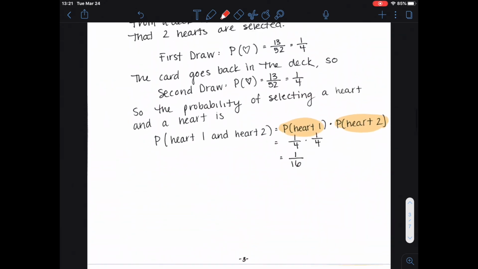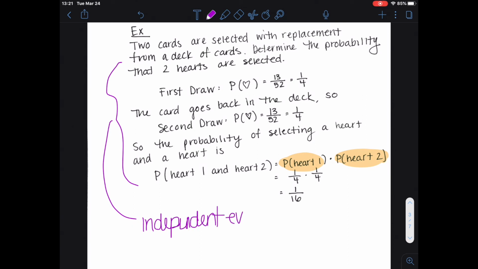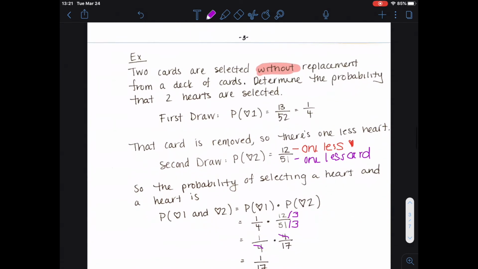So when we had this with replacement, these were independent. Because we put that card back, the second draw was in no way, shape, or form affected by the first draw. But in this one, because this second draw is affected, this is dependent on the first event. So my probability had to change to account for the fact that we had 1 less card.